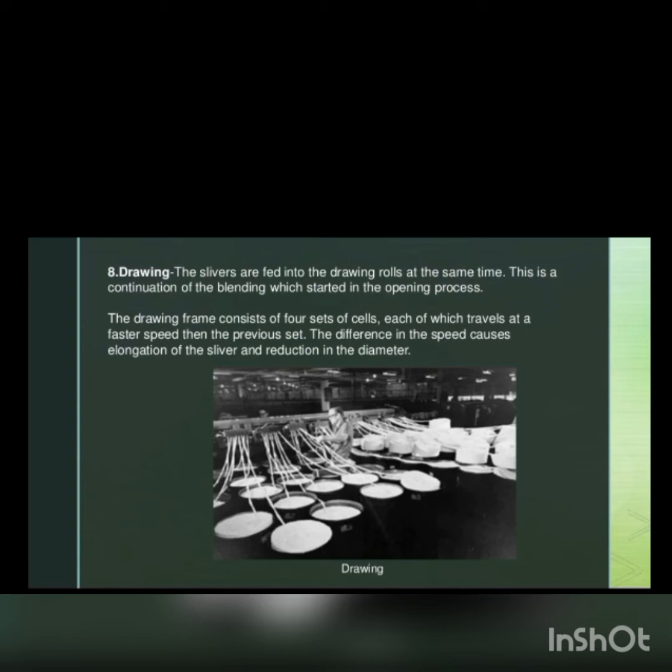After slivering, drawing is done. The slivers are fed into the drawing rolls at the same time. This is a continuation of blending which started in the opening process. The drawing frame consists of 4 sets of rolls, each of which travels at a faster speed than the previous set. The difference in speed causes elongation of the sliver and reduction in the diameter. Here, the spinning process starts.